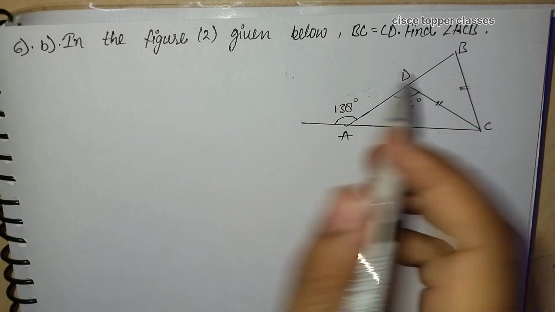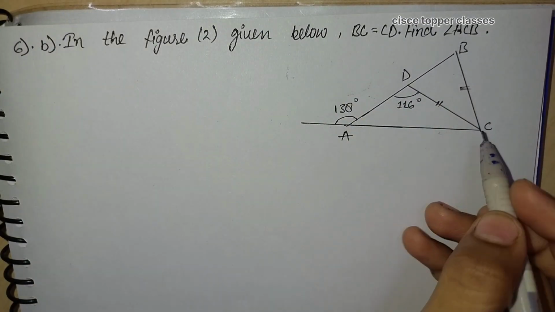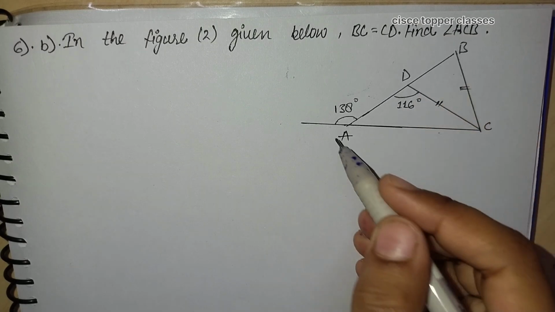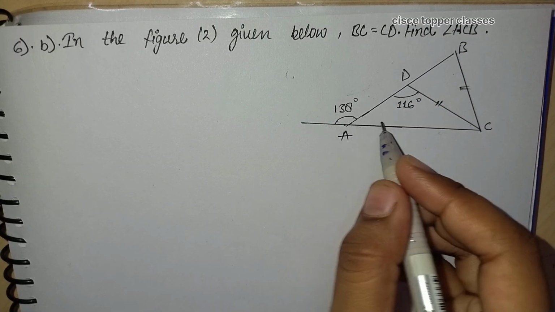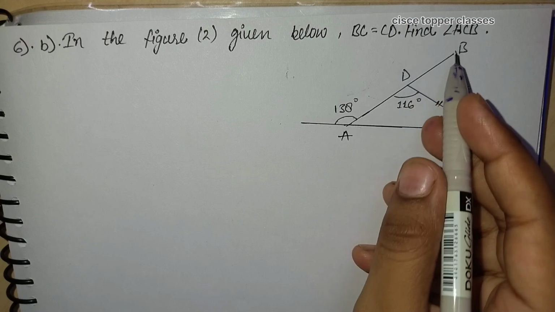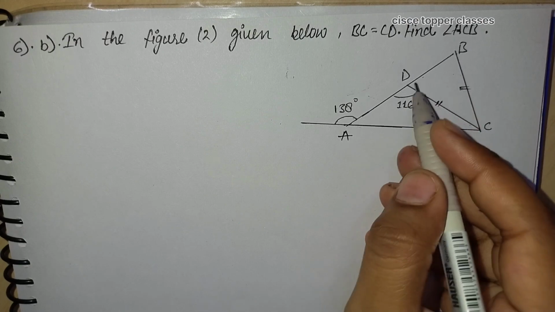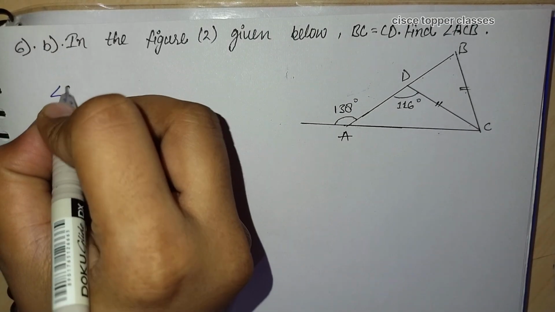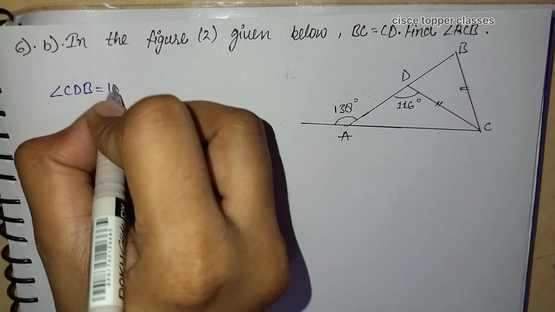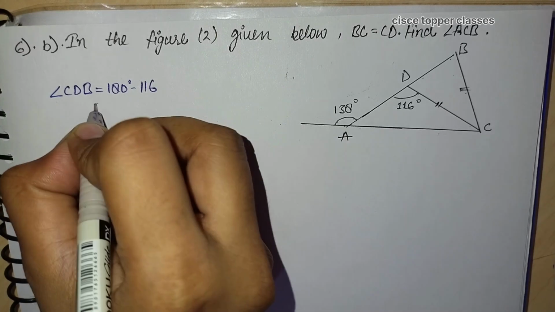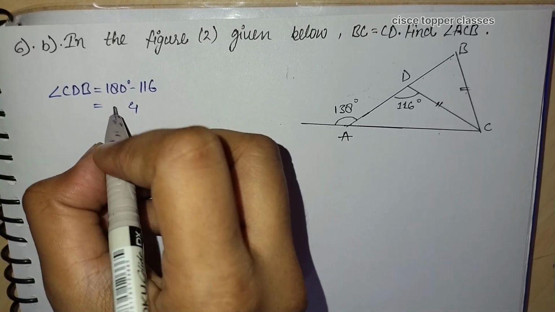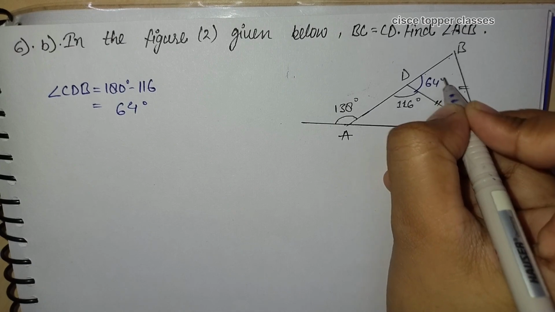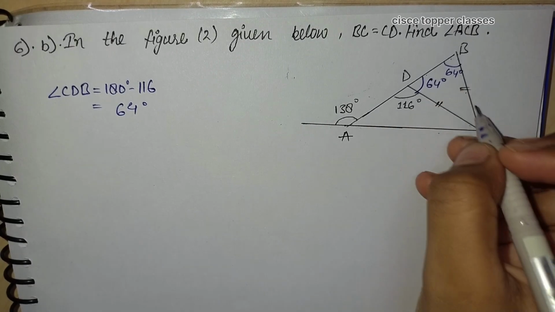Let us solve the sixth question. In the figure given below, BC is equal to CD. Then we have to find the angle ACB. Simply here we have 138, and this is a straight line, so we can find this angle, and as these two sides are congruent, this angle is equal to this angle. So angle CDB is equal to 180 minus 116, which is 64 degrees. This is 64, and this 64 is equal to this 64.